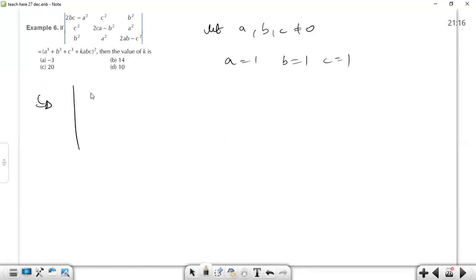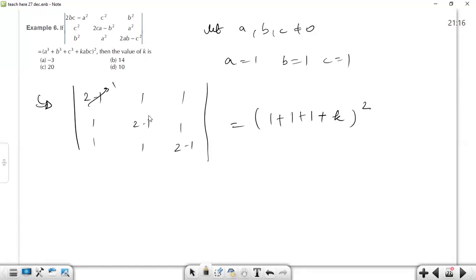Okay, so 2 into 1 into 1, 2 minus 1, 1, 1, 1, 2 minus 1, 1, 1, 1, 2 into 1, 1, 1, 2 minus 1 square, 1 is equal to a cube, 1 cube is 1 only, plus k into 1, 1, 1 square. So this has become 1. Now, this is also 1, this is also 1, this is also 1. Instead of writing again, let's modify the determinant here itself.